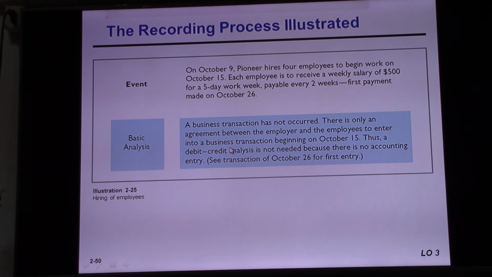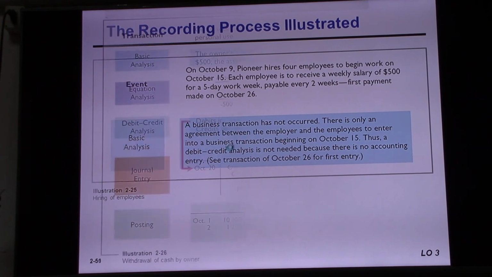So on October 9, no entry will be recorded. The first payment will be made on October 26, so we will see the first entry on October 26. And on October 15, a debit and credit analysis is not needed because there is no accounting entry. So our accounting transaction will start on October 26.